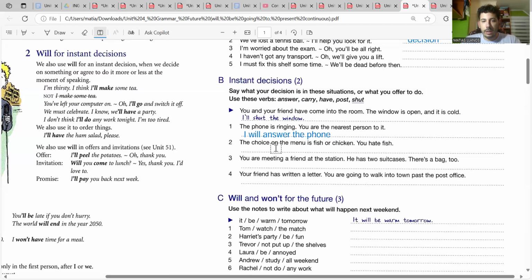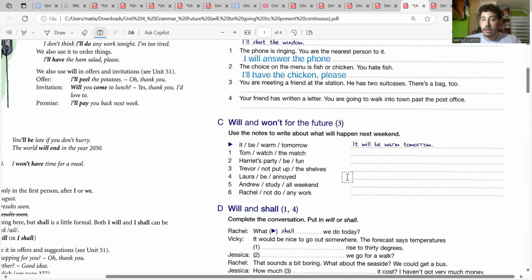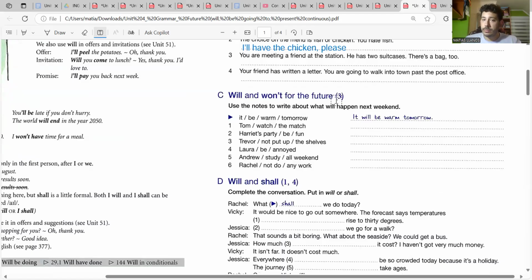Then the choice on the menu is fish or chicken. You hate fish. So if you hate fish, I will say I will have the chicken, please, right? To make it more polite. Or, to teach you the correct way, I'll have the chicken, please.